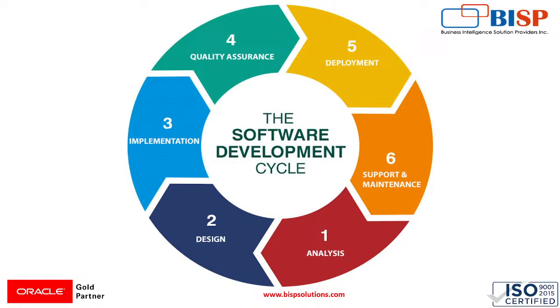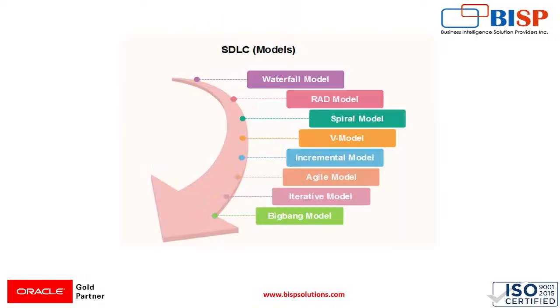Okay, so when we are doing this SDLC, we have to follow some methodologies. There are several methodologies used to implement SDLC. The SDLC models are waterfall model, RAD model, spiral model, V model, and others. So mainly, suppose we are following the waterfall model. What do we mean by the waterfall model? Waterfall model means a linear sequential approach.